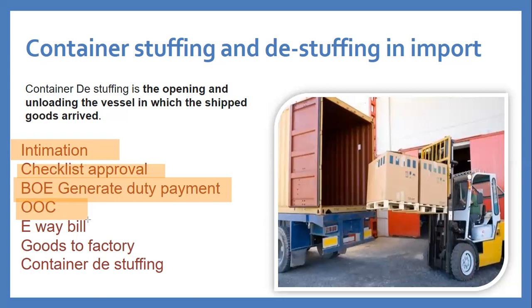Now the goods go to the factory. After the e-way bill process, the goods reach the factory. Here our packing team and loading-unloading team will de-stuff the container. First the container enters the gate of the factory. Before entering, the driver needs to share the documents with security. Then security will check and update this data in the system, and then the container will get in.